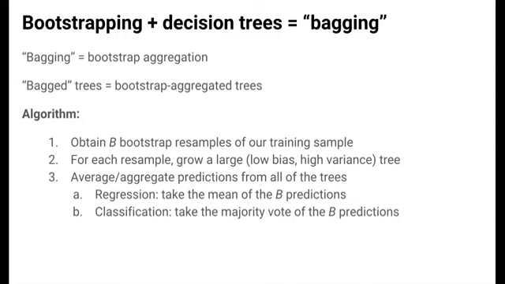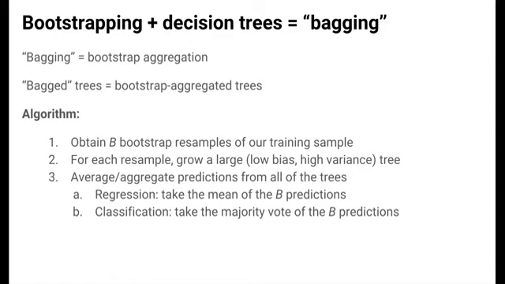So combining bootstrapping with decision trees is called bagging. Bagging stands for bootstrap aggregation or bootstrap aggregating, and bagged trees stands for bootstrap aggregated trees. So the algorithm is this. First, we obtain B bootstrap resamples of our training set. And for each of these B resamples, we'll grow a very large, low bias, high variance tree. And finally, we're going to average or aggregate predictions from all of these trees.